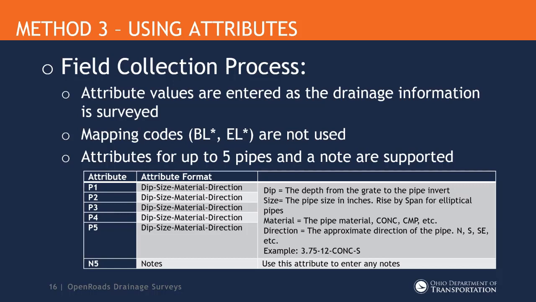So P1 for the first pipe, and then the attribute format is the dip, the size, the material, and the direction separated by hyphens. So again, the dip is just a depth down from the grate to the pipe invert. So it's just taking a measurement down to the pipe invert, and then the size, material, and direction. So there's an example, 3.75-12, and then dash the material concrete, and then to the south. So up to 5 pipes are supported by the VBA processing. There are 5 attributes on the field codes. And you could have a note stored with that as well.